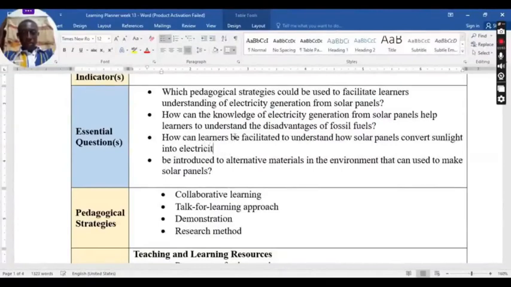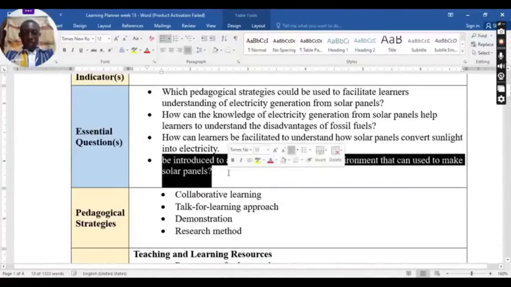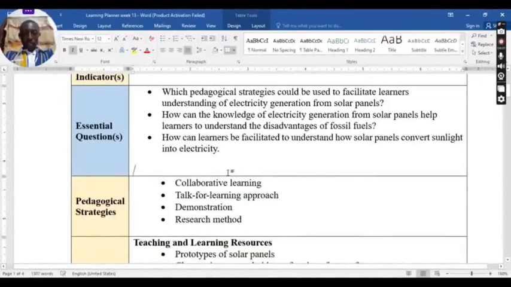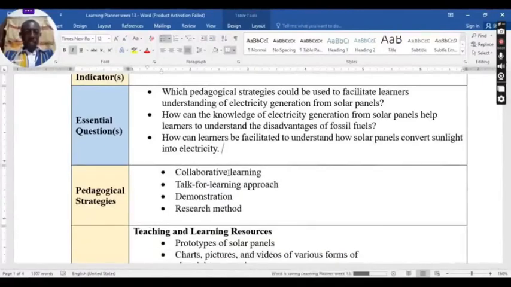Electricity, simple. To electricity. And I'll delete this one. Okay. So this is talking about the learners, how they can be facilitated to understand how. So they will satisfy the question in lesson 2. The lesson closure for lesson 2.